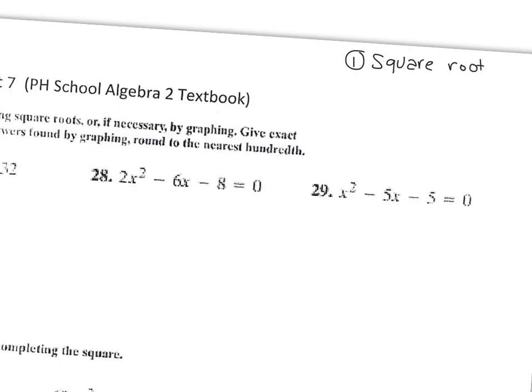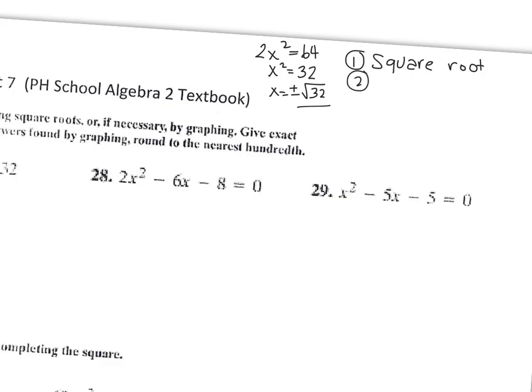It's the simplest one. For example, if you had 2x squared equals 64, you would divide by 2 and then take the square root. So x equals plus or minus the square root of 32, and then you could break that down.